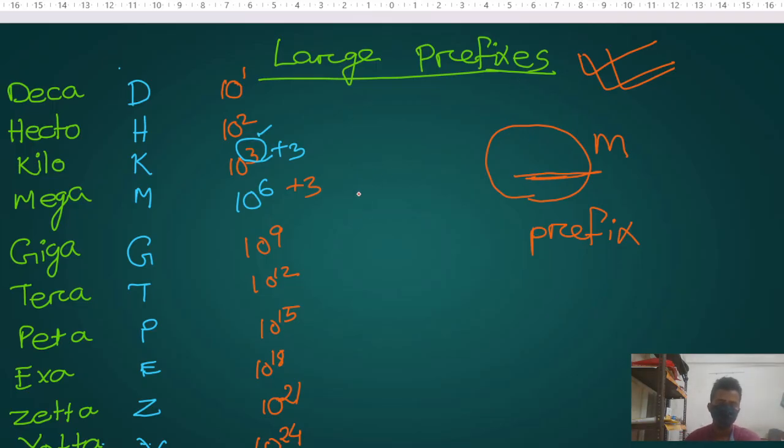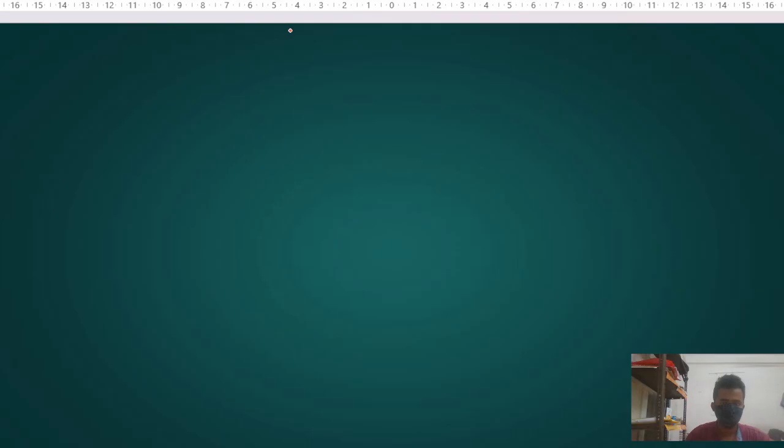This is the table for large prefixes. Then we will discuss the small prefixes. After that we will study the applications of prefixes. As I discussed large prefixes, now we will discuss small prefixes.